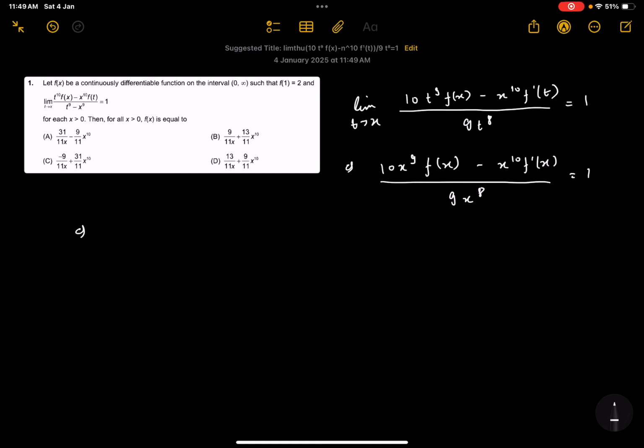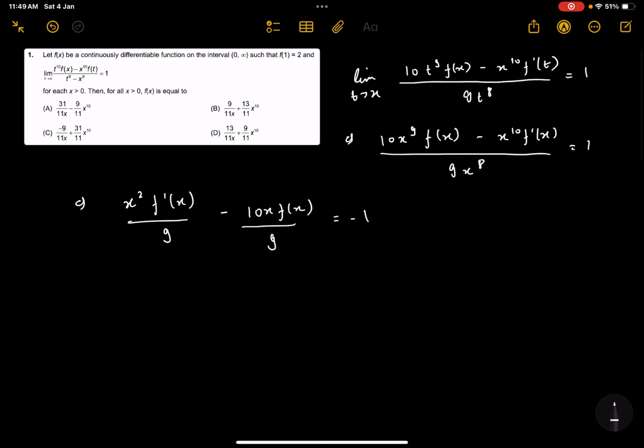This is x square f prime(x) by 9 minus 10x f(x) by 9 goes to minus 1. So this implies f prime(x) minus 10 f(x) upon x is equal to minus 9 by x square.